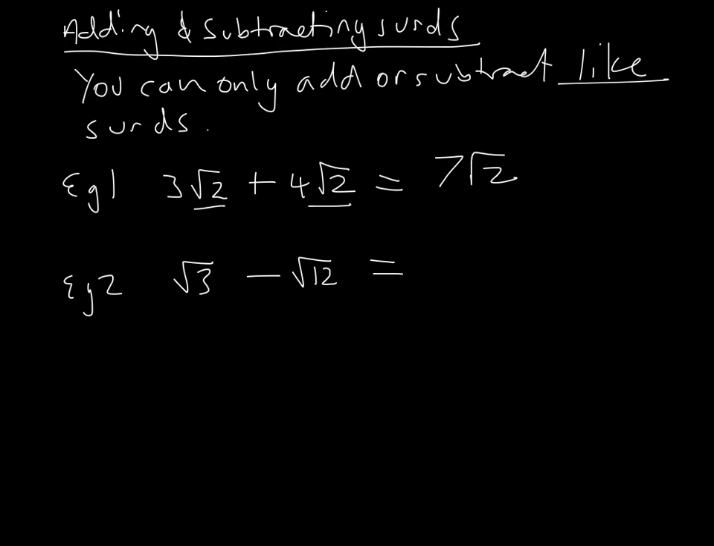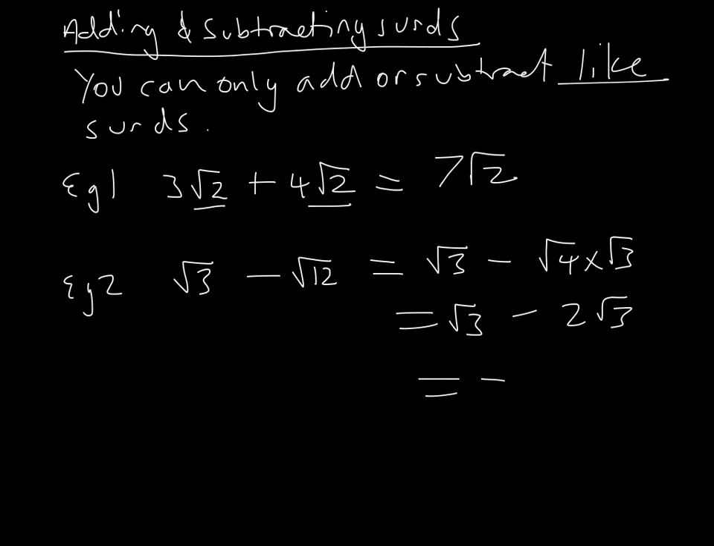Now for this next one I've got here, root 3 minus root 12, we have to simplify root 12 first. So what I've actually got here is root 3 minus root 4 times root 3, which equals root 3 minus 2 root 3, which equals minus 1 root 3, or minus root 3.